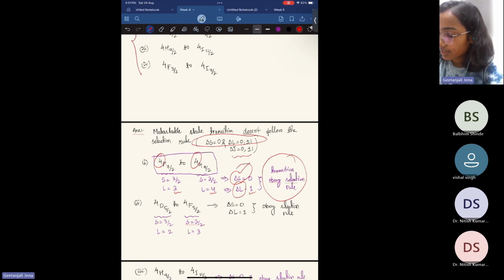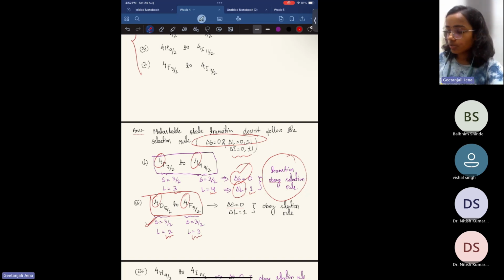And let us see the second transition, which is 4D 5/2 to 4F 5/2. The S value is the same because 2S plus 1 is the same in both. So S is 3/2 for both cases, that means delta S is 0. And for D, L is 2, for F, L is equal to 3. So delta L is 1. So this transition also follows the selection rule, right?